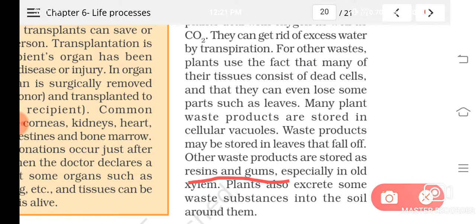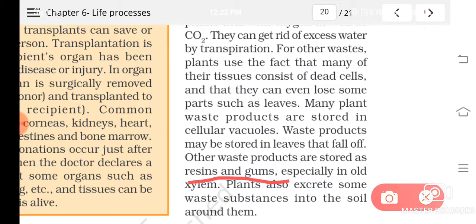So they store waste in the form of resins, gums, etc. And some plants excrete the waste materials into the soil through the roots. Understood? So plants don't have any particular organ or organ system for excretion, but they adopt different methods: through stomata and lenticels they excrete the gaseous substances.